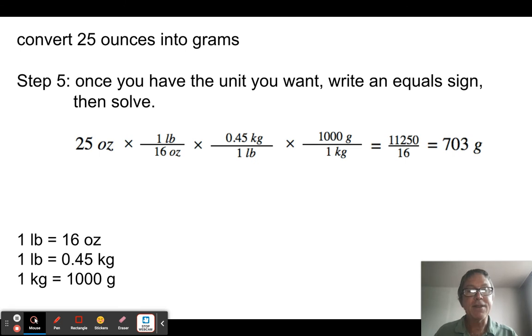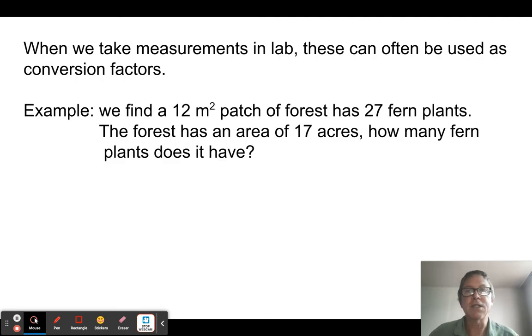All right. Now, the other thing I want to point out is a lot of times in APES, we're going to actually be given data with which we're going to construct a conversion factor. So look at this. Let's just say I take measurements in a lab, and here's what I find. Let's say we have a 12-meter patch of forest, and in it we do a count, and we come across 27 fern plants. Now, from this, we're asked to extrapolate. Well, if the forest overall has an area of 17 acres, how many fern plants are in this forest preserve?